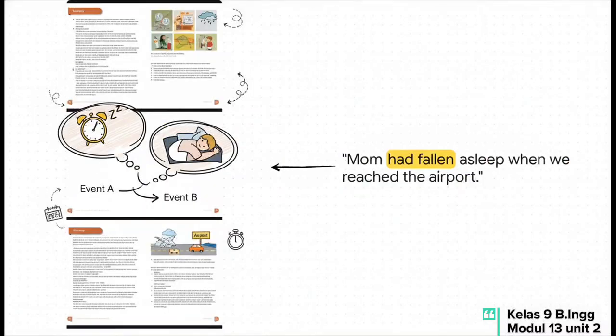So let's look at this example. What's the most important thing to see here? It's the sequence. Event A, mom falls asleep. That happened first. Event B, they reach the airport. That happened second. And how do we know for sure? That past perfect had fallen is the dead giveaway. It's the clue that spells out the order for us.